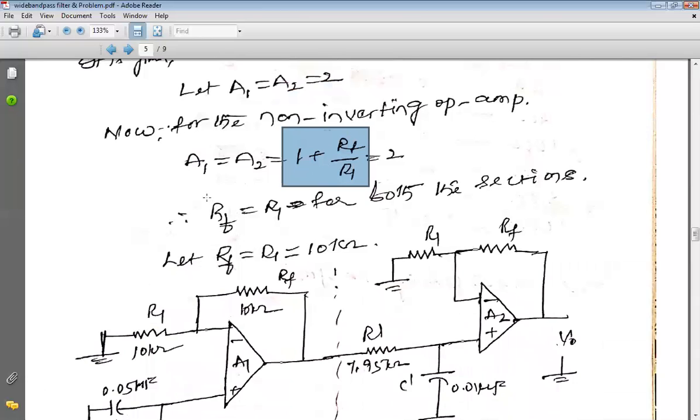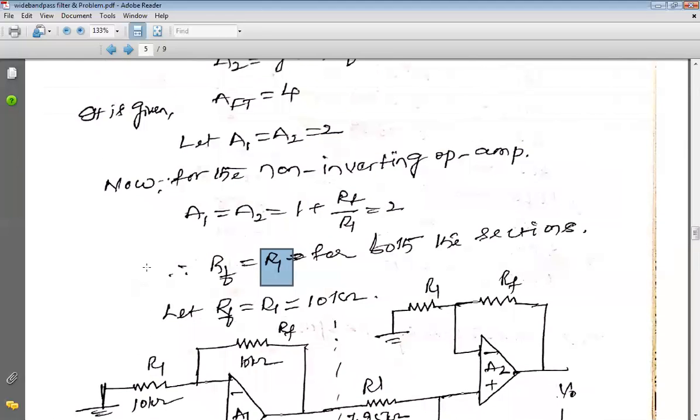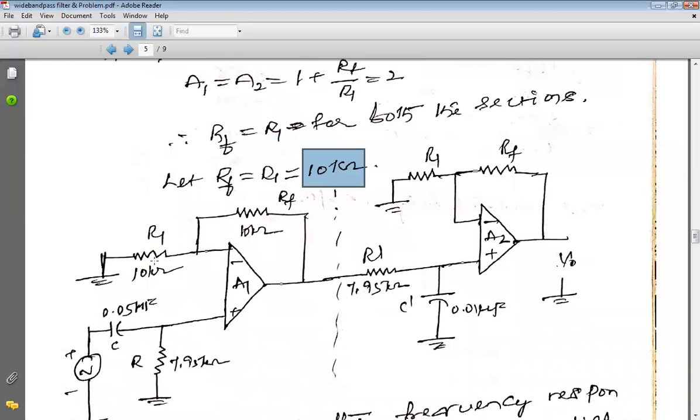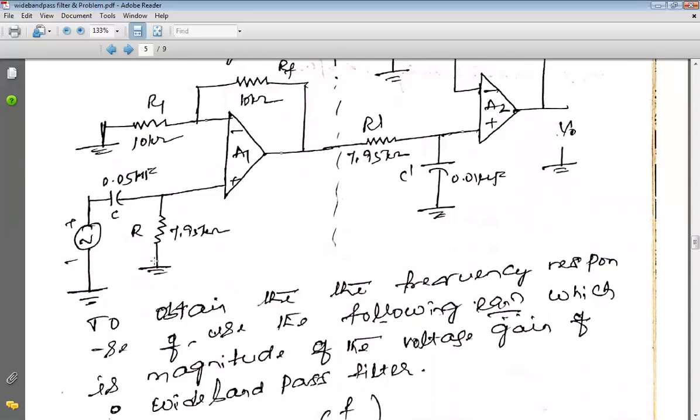Therefore RF is equal to R1 for both the sections. I am going to assume RF is equal to R1 is equal to 10 kilo ohms, for the high pass filter section as well as the low pass filter section.